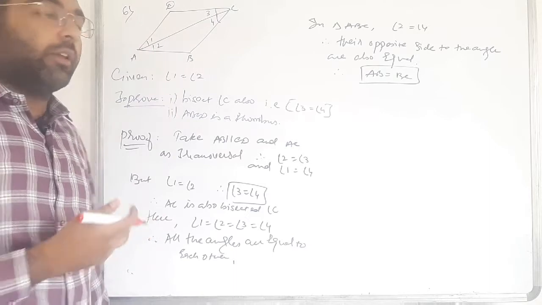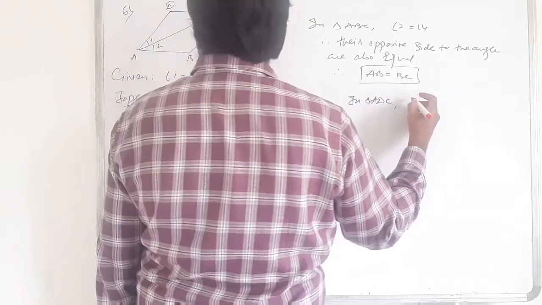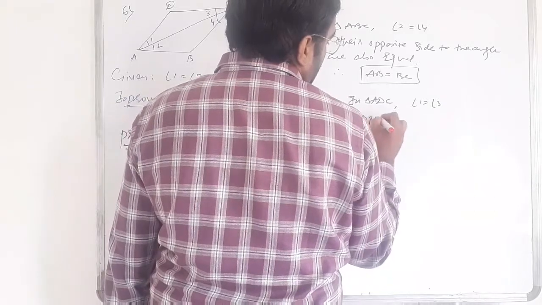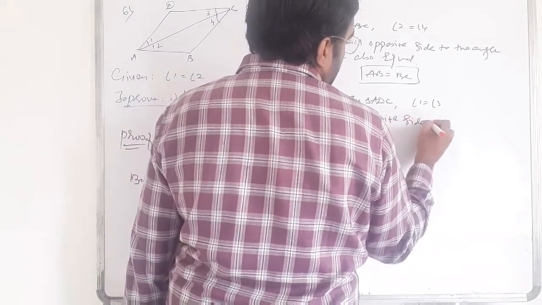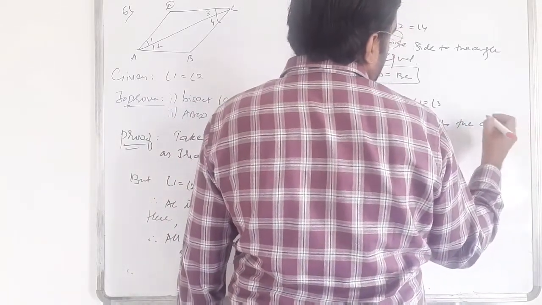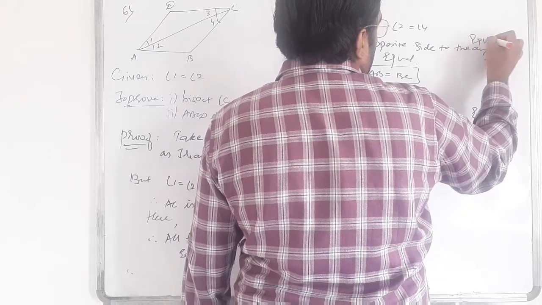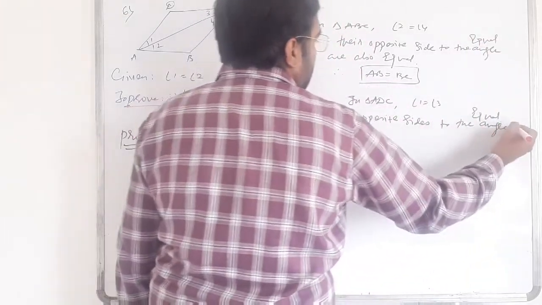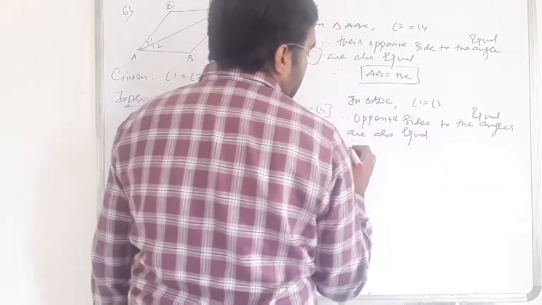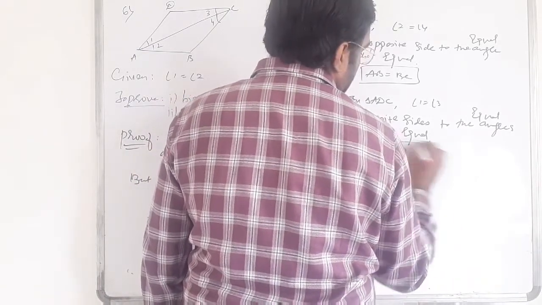Now we take triangle ADC. In triangle ADC, angle 1 is equal to angle 3. Therefore the sides opposite to the equal angles are also equal. So therefore AD is equal to CD.